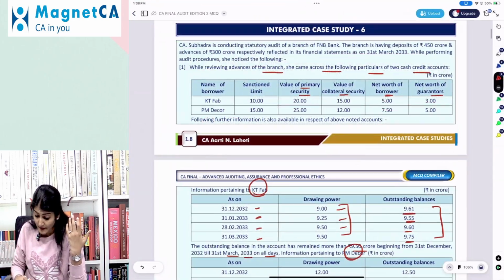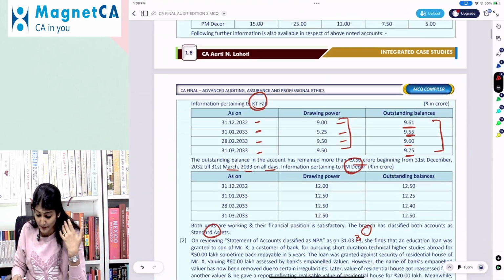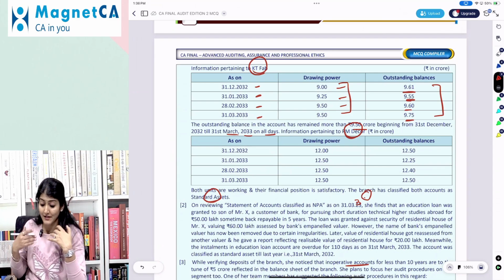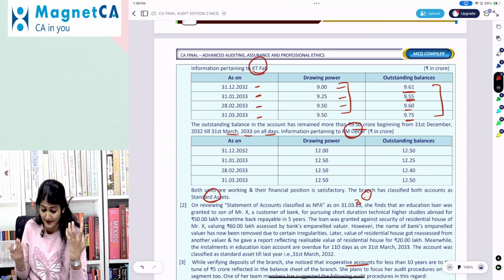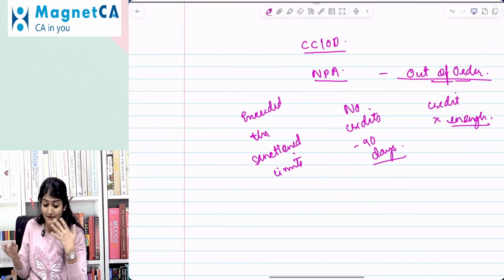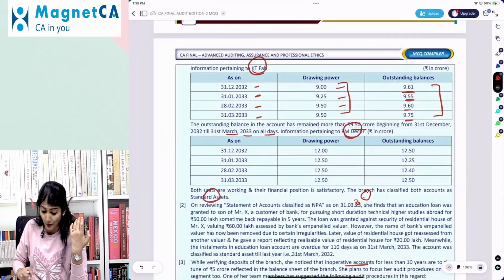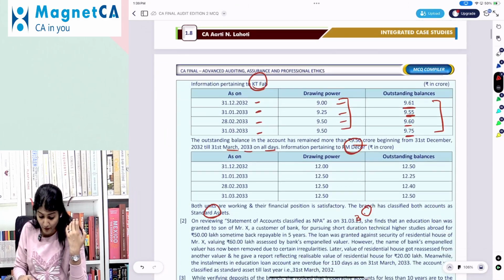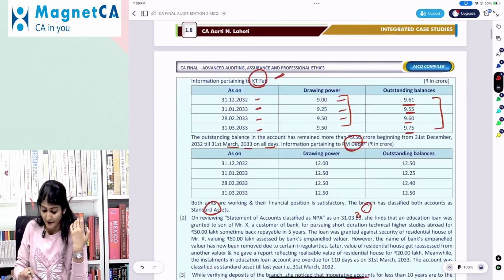Okay, so here, has it exceeded the sanction limit? Yes, in all the four situations it has exceeded the sanction limit. So can the account be classified as the standard asset? No, the account of the KT-FAB cannot be classified as the standard asset.